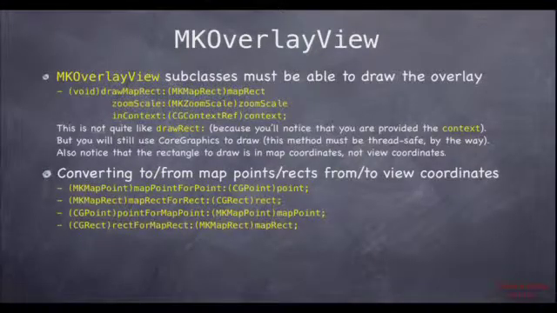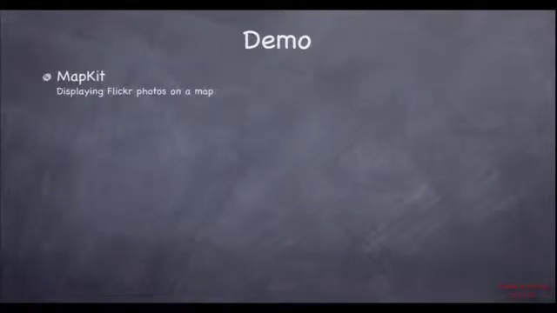There's some methods also that will convert points. I told you about the C functions. There's also methods that will do it, which are a little more useful and needed when you're doing overlay views, because you're kind of always converting back and forth. All right, so it's demo time.